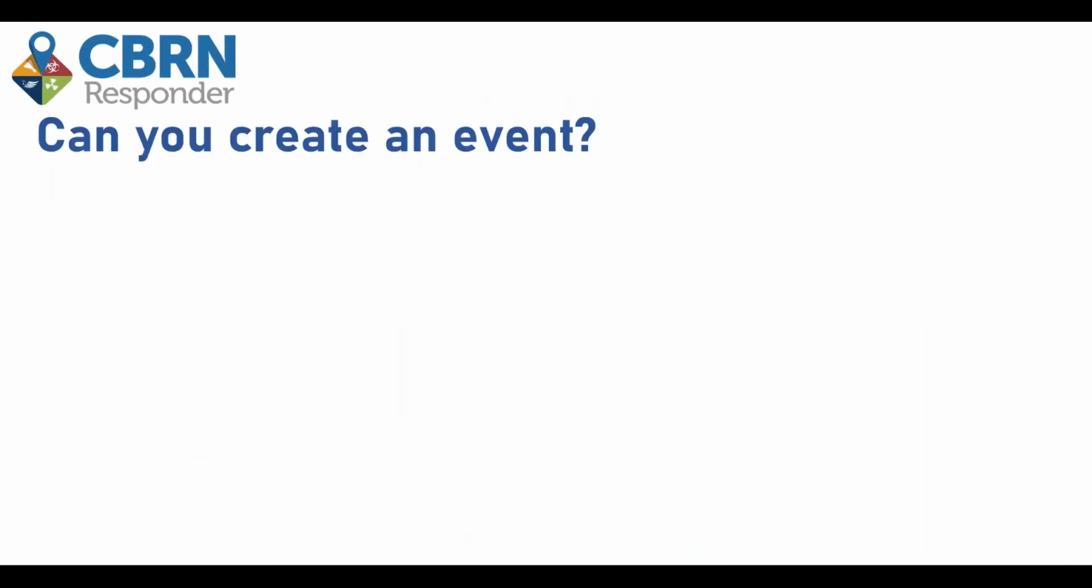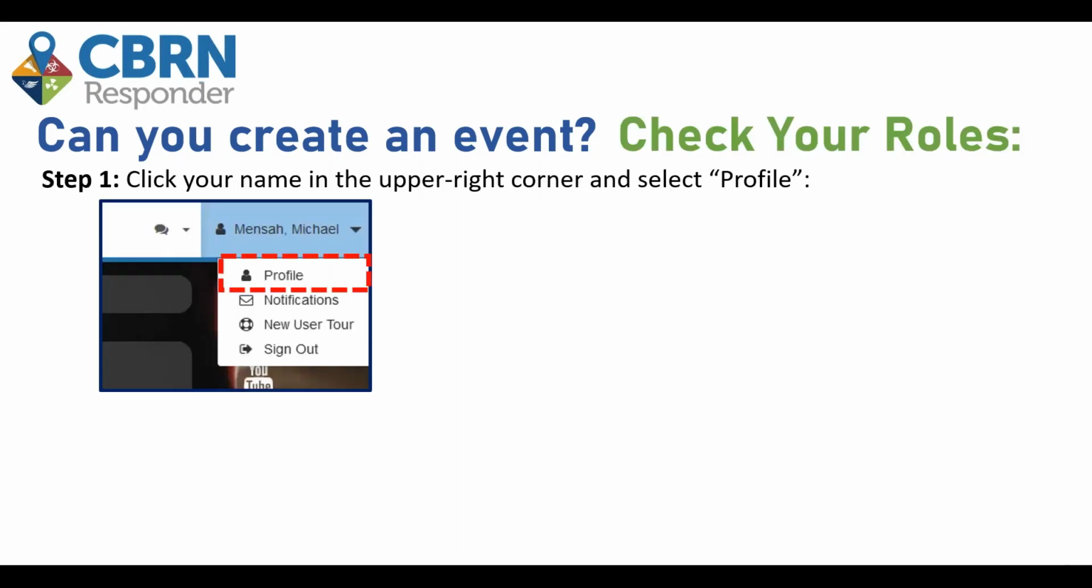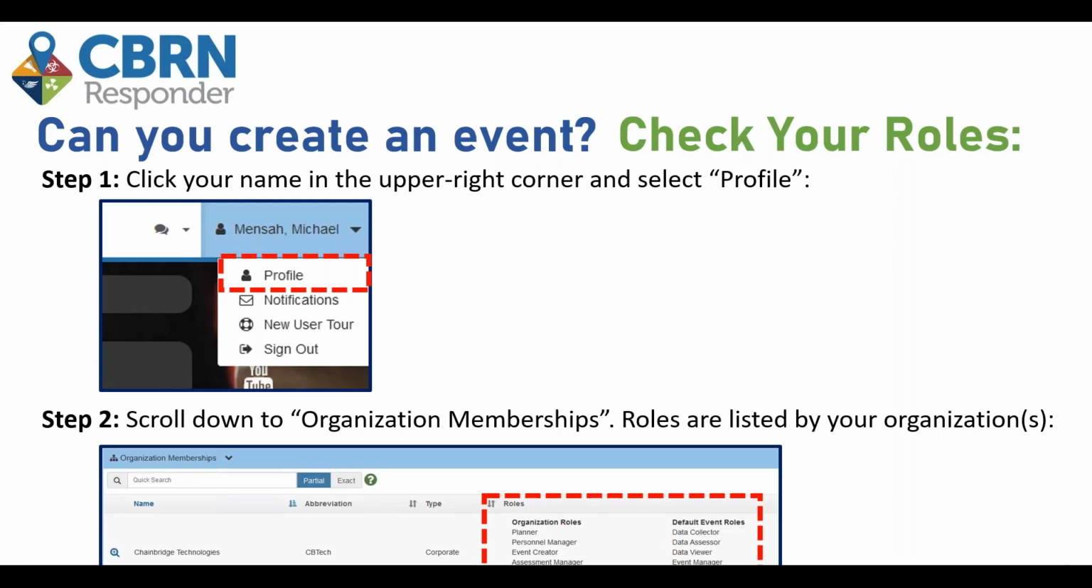So if you're not sure if you can create an event or not, there is a quick way for you to check. You want to take a look at your roles, and to do this, once you're logged in, you are going to locate the profile in the top right corner. You should see your name and a drop-down, and you'll select profile. On your profile page, you can scroll down to organization memberships, and here you will see all of your organization roles. The specific one, which I'll get into on the next slide, is the event creator role.